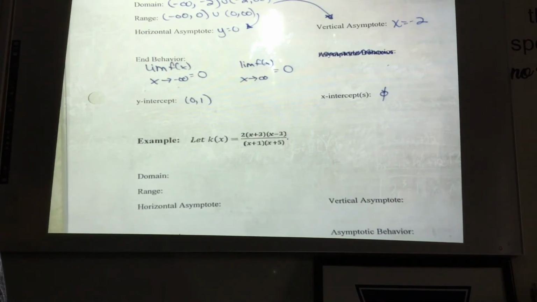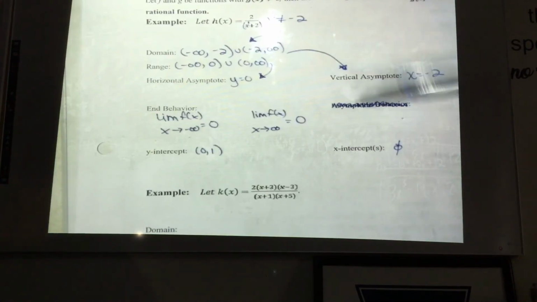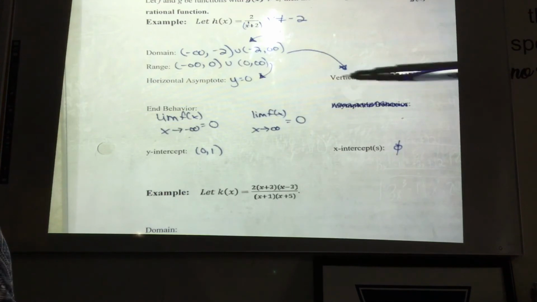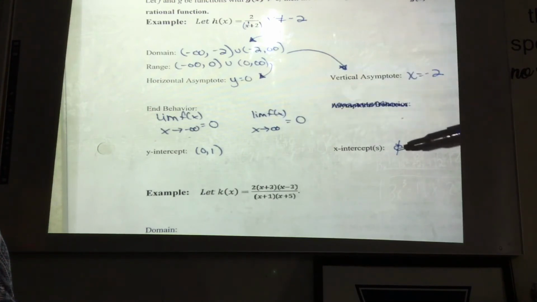Okay, questions, comments on any of those definitions or characteristics of the graph that we've seen back in section 1-2 that we're now touching back on in 2-6? Domain, range, asymptotes, end behavior, or intercepts.